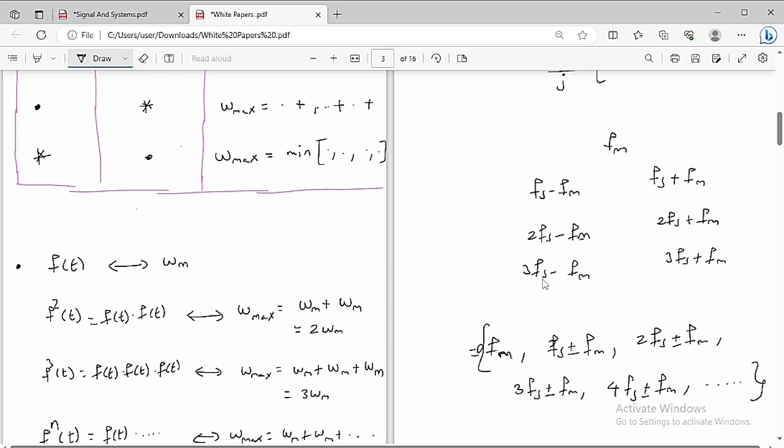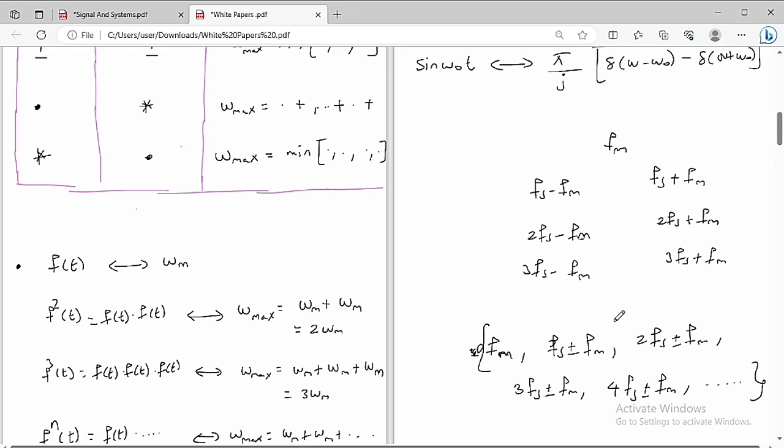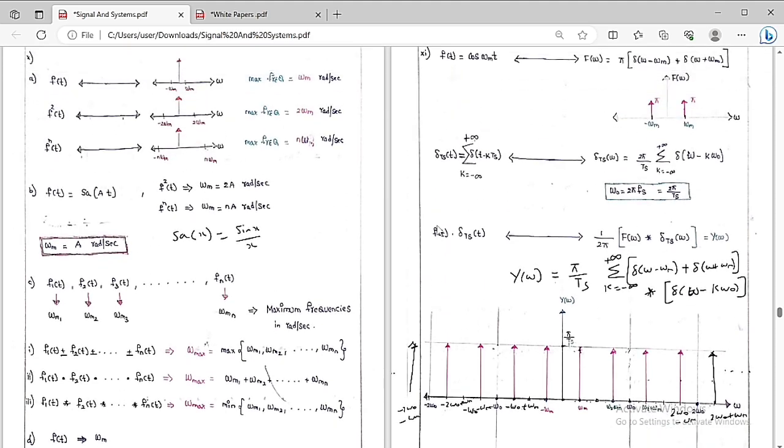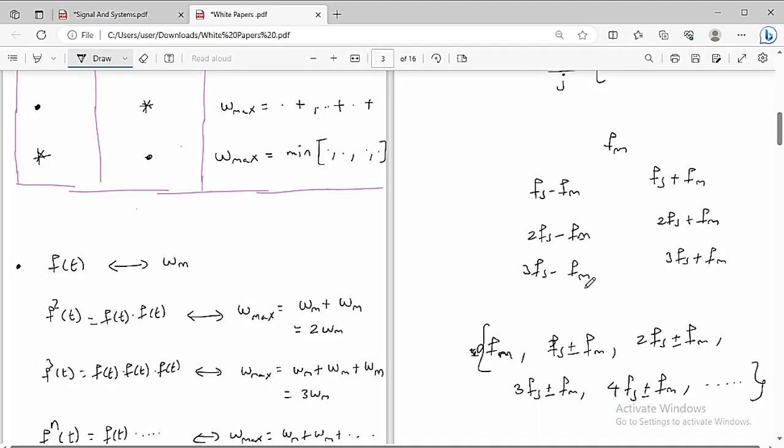So these are the frequencies which are present in the signal y of t or y of omega. So this is nothing but y of t, I am going to assume: f of t into delta Ts of t is y of t. In y of t, the frequencies present are fm, fs plus or minus fm, 2fs plus or minus fm, 3fs plus or minus fm, 4fs plus or minus fm, and so on. So these are a number of frequencies which are going to be present.